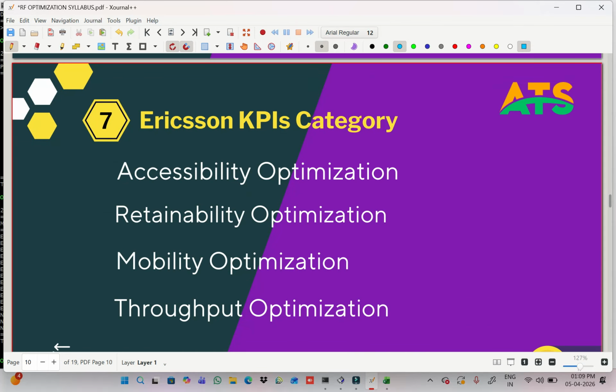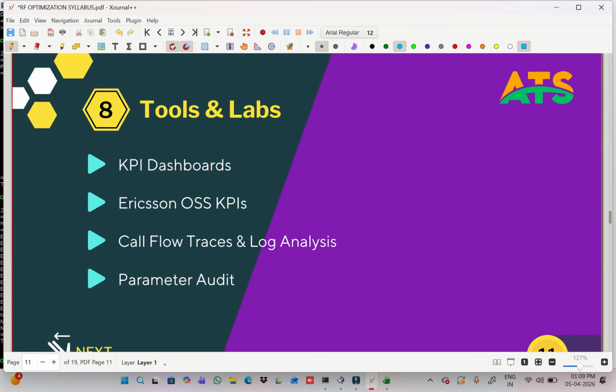KPI categories: accessibility optimization, retainability optimization, mobility optimization, throughput optimization. Tools and lab: KPI dashboard, Ericsson OSS KPI, call flow and trace. Also we introduce PCAP as of now for the upcoming batch. Then parameter audit.